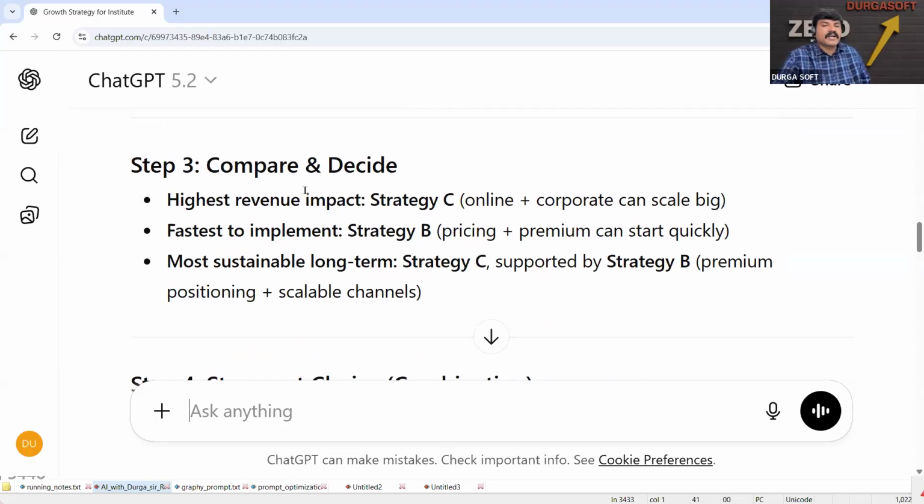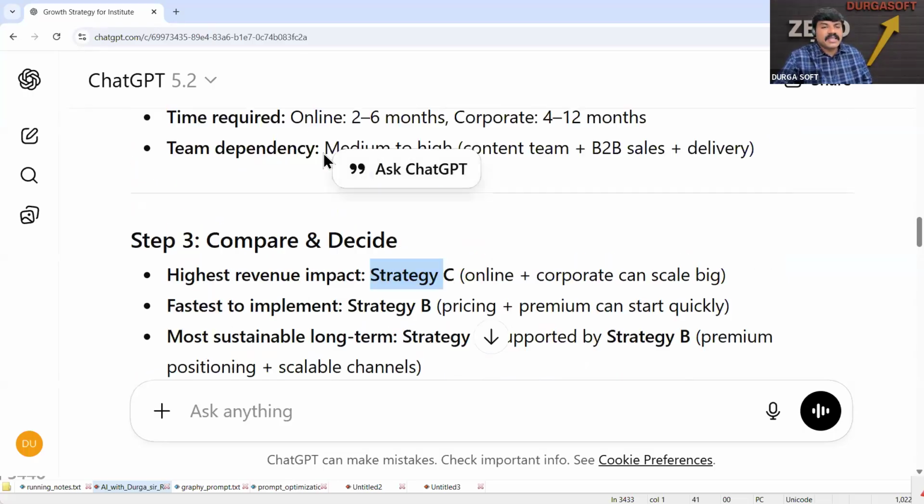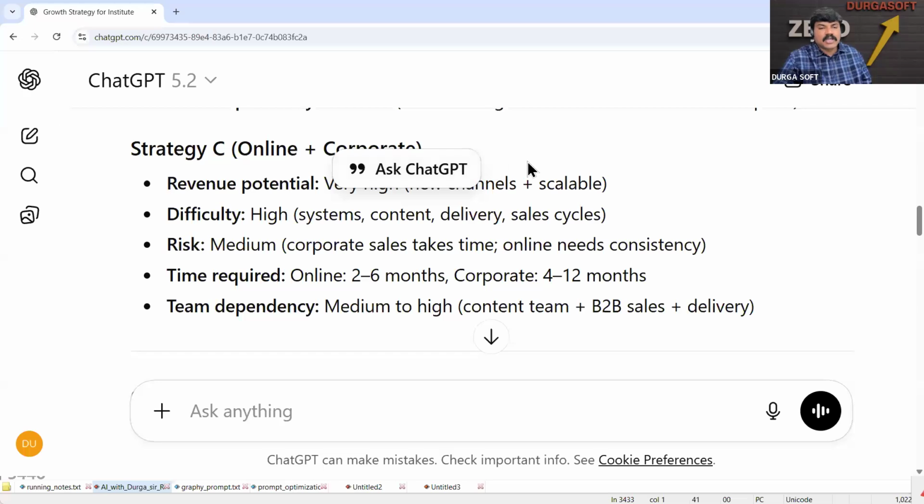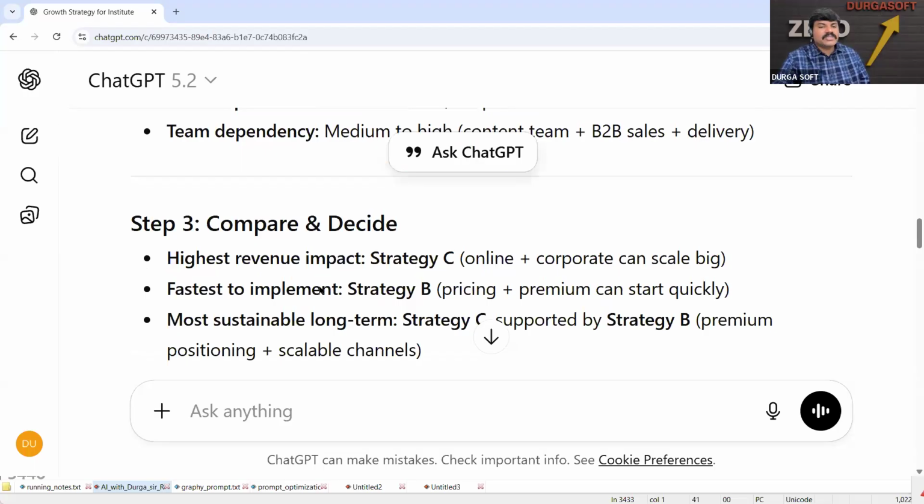Like compare and decide. Highest revenue impact: strategy C. Sir, here strategy C means online plus corporate. Revenue potential very high, new channels plus scalable. Fastest to implement: strategy B, because what is the reason? Students are already there, only the price we require to change. Very fast to implement. Most sustainable long-term strategy: strategy C.